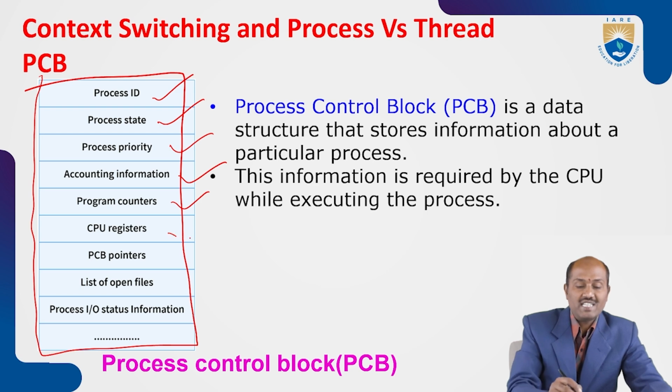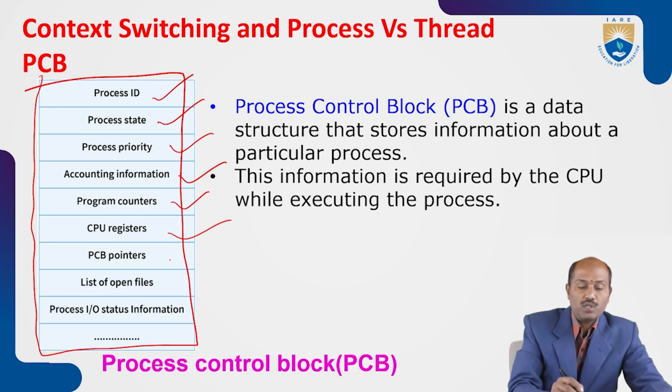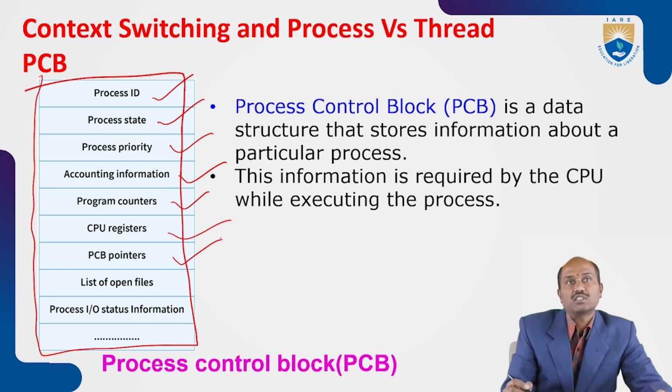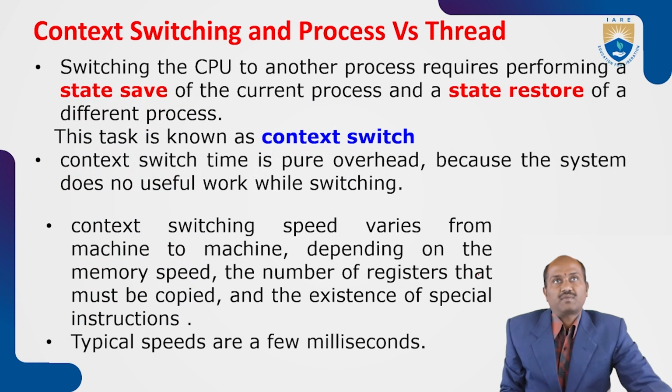And CPU registers: there is high-speed memory internal to the CPU that performs many operations and holds the register information. Every process control block also has pointers, a list of open files, status information and many more. So this is the process control block. Then we come to context switching.